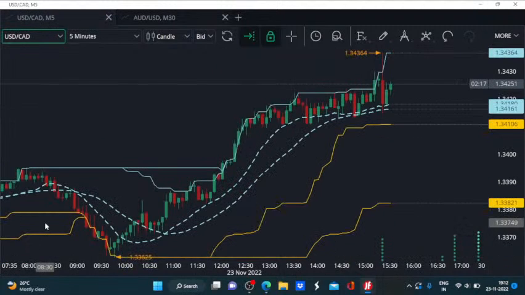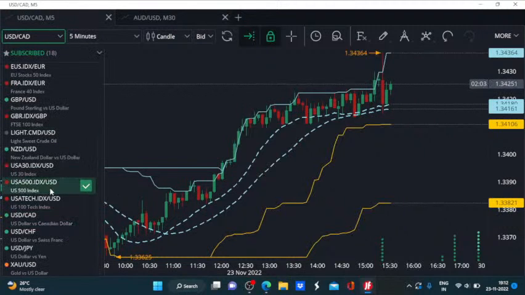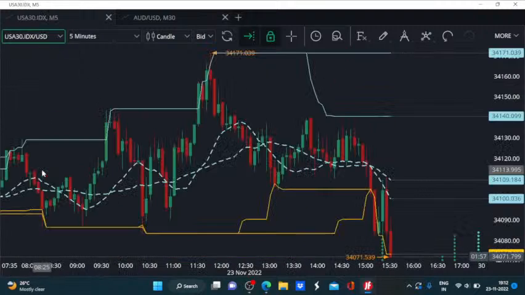So here the outlier is only USD CAD, where we are seeing the weakening of the CAD, which is resulting in the USD gaining ground. But for other currency crosses, it is the dollar which is on the back foot. Now let us see the developments for US equity futures.